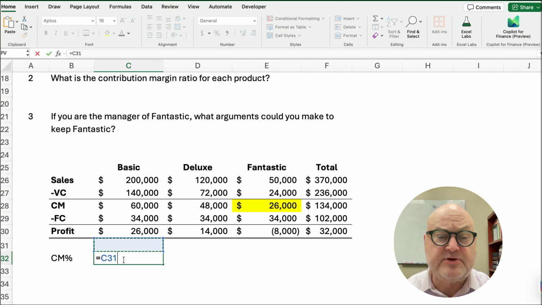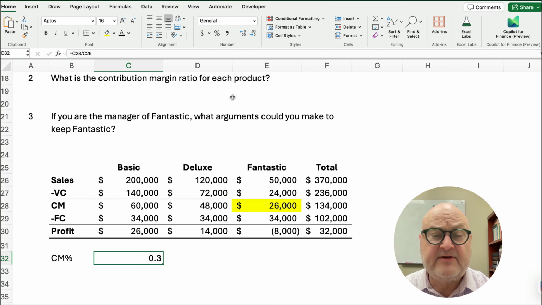It's going to be the contribution margin divided by the $200, the sales price. So 60 divided by 200. So what happens is the contribution margin for basic is right at 30%. Hey, that's fantastic. For every dollar in sales, it costs us 70 cents in variable cost, and we're making 30% to cover our fixed costs. This is the contribution margin.